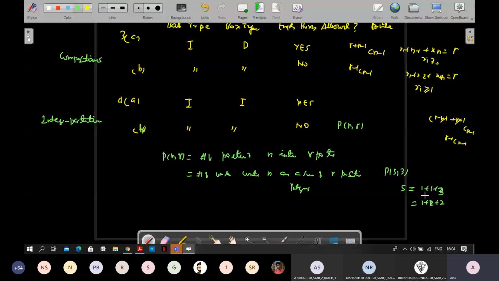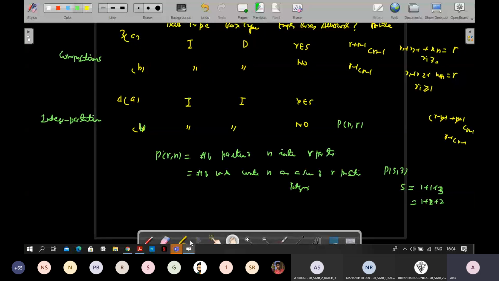If it is a set, then what is PRN? Sorry, it is PRN, not PNR. I am telling you, PRN is just a name for it. How to calculate that I have not told you. PRN is the number of ways to write R into n parts.